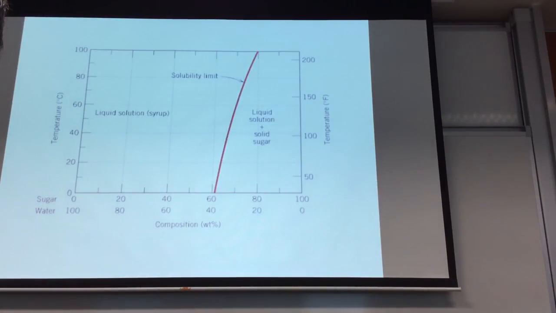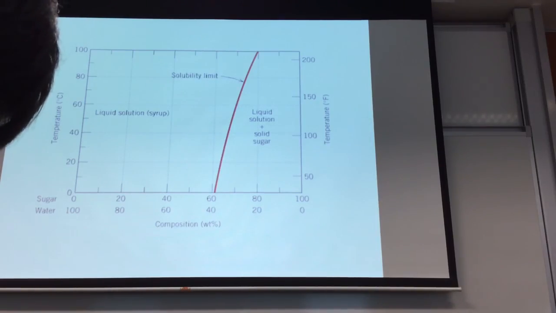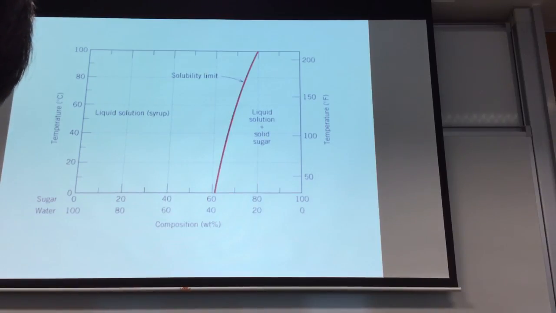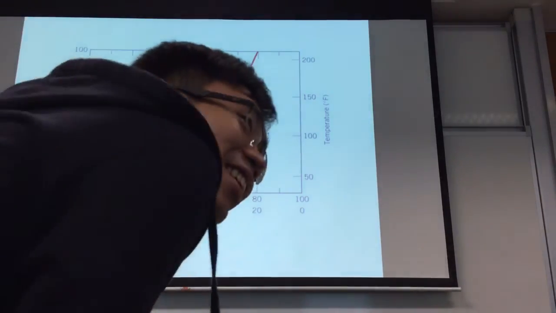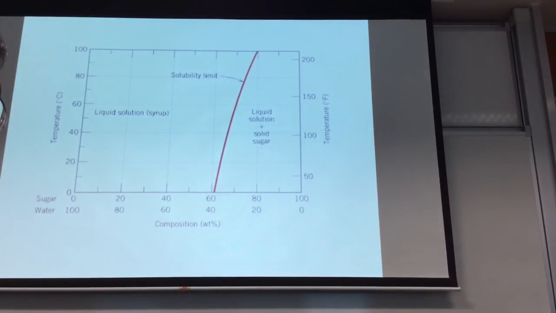Okay, for those of you who came earlier, we talked about the phase diagram. So this is a phase diagram for your sugar water. This is 100% water, 0% sugar. As you add sugar, this one is 100% sugar, 0% water. So these are different phases. This is a liquid solution. What's a liquid solution? It is a solution where the solvent is a liquid. Solid solution means the solvent is a solid, right?